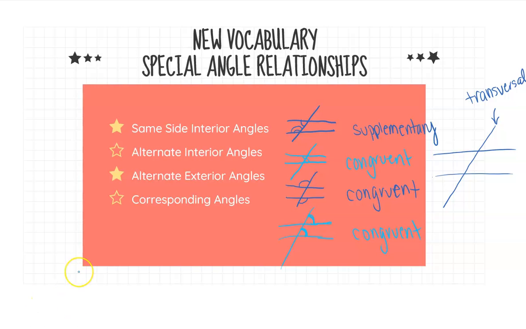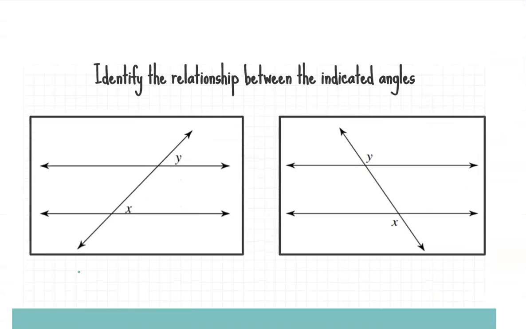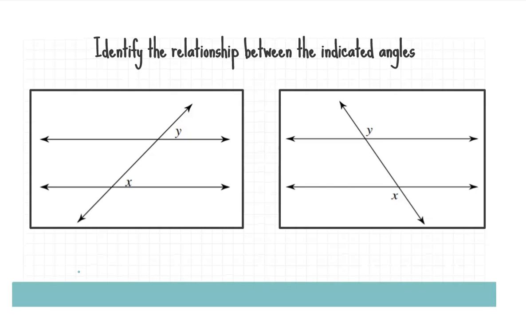All right, so let's take a look and practice identifying the relationship between the indicated angles. So I want to know, are these same side interior angles, alternate interior, alternate exterior, or corresponding angles? So take a moment, pause the video, and decide what is the relationship between these angles for both of these pictures.